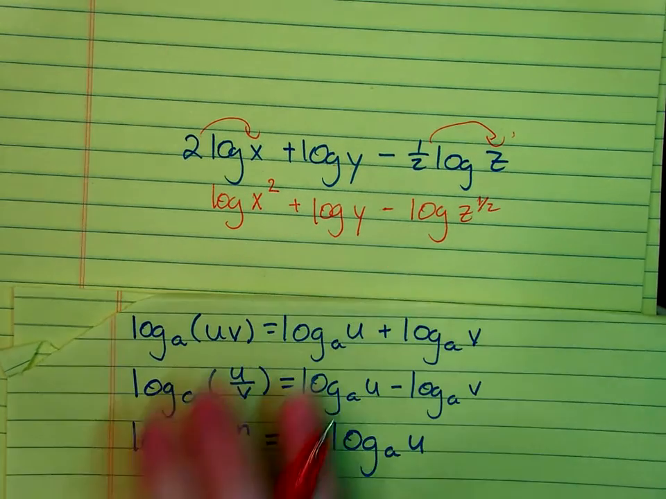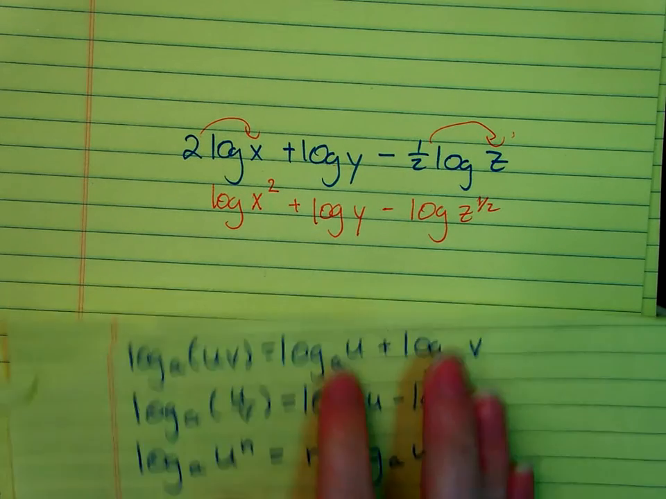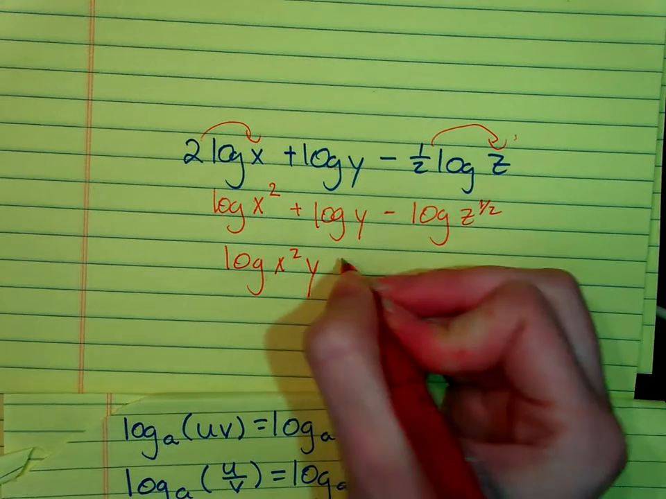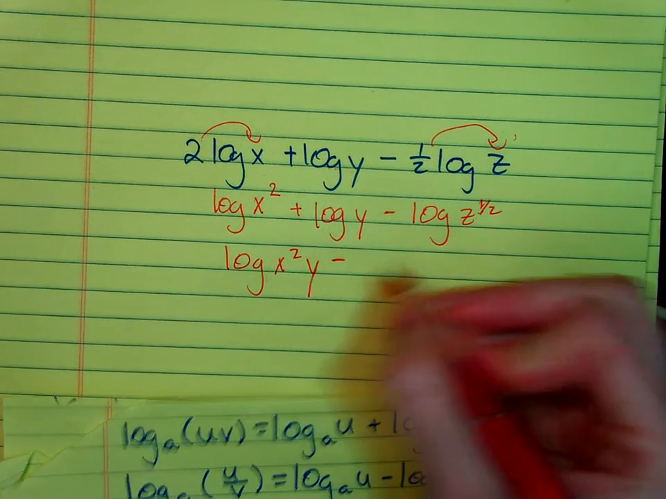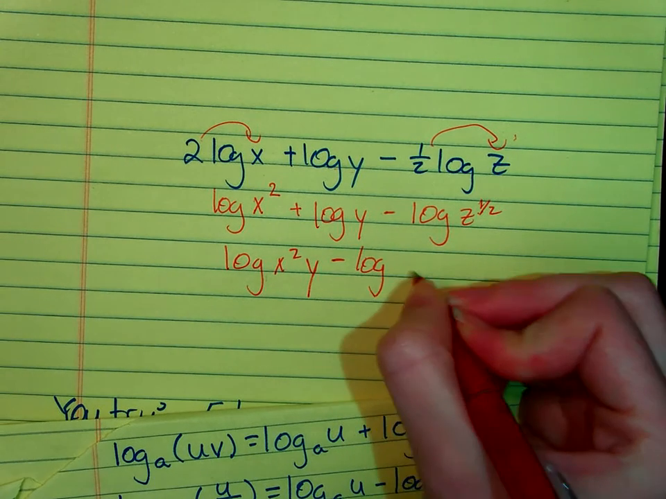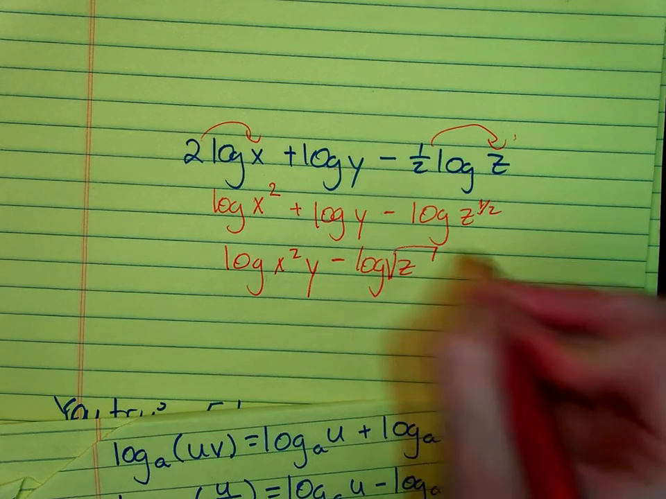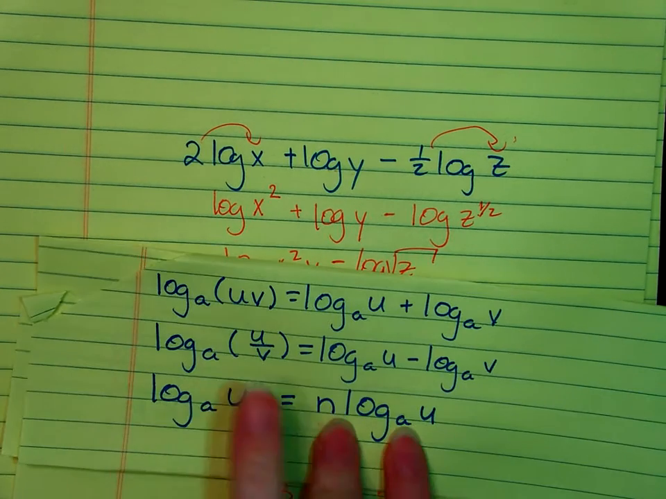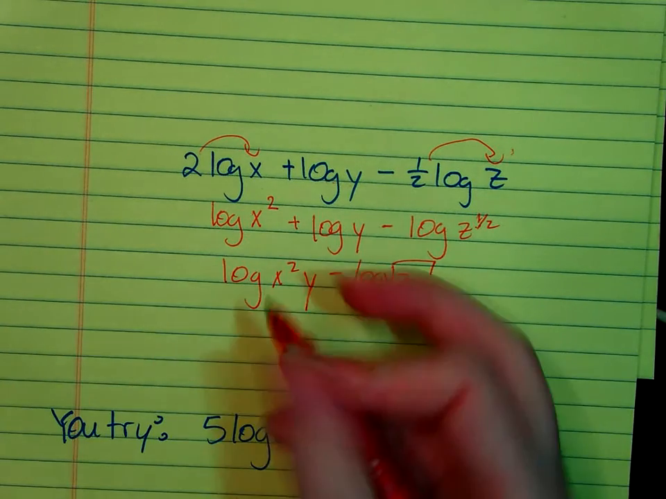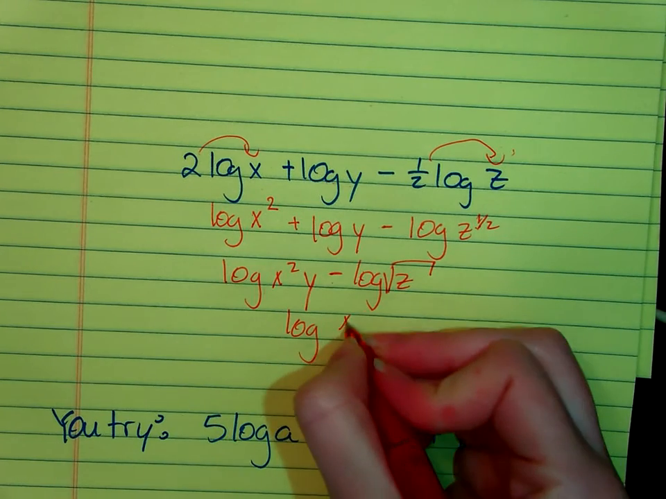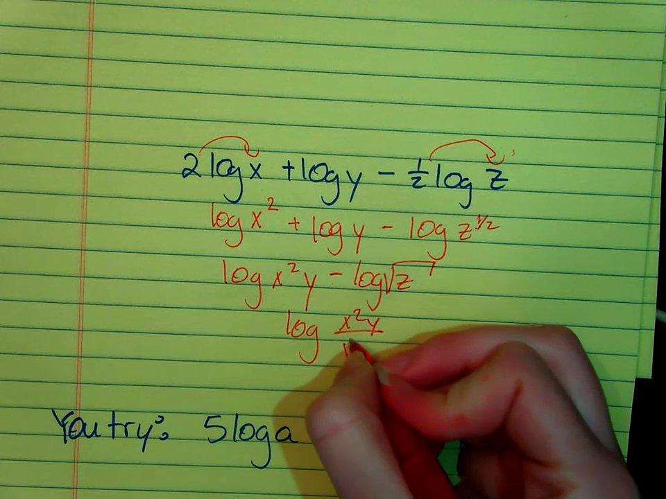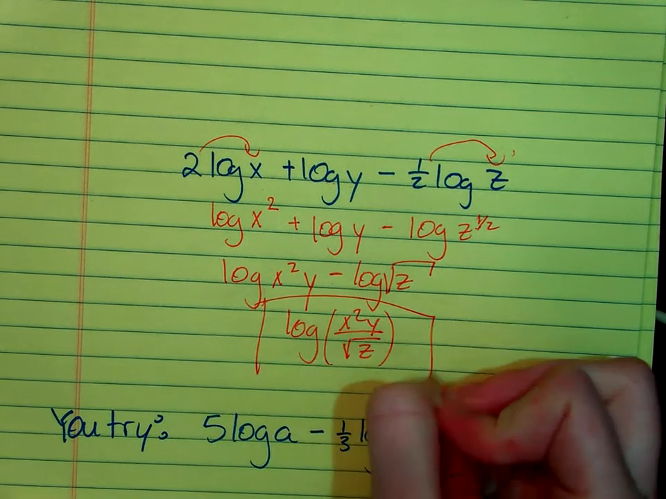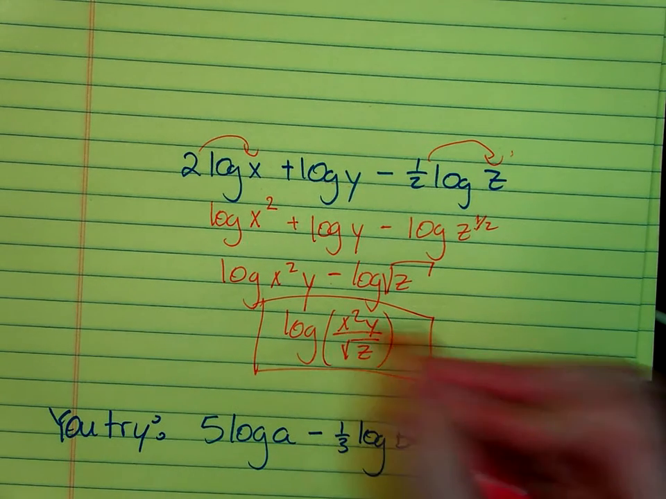Now when I got addition, what does that become? Multiplication. So that becomes log x squared y minus, and don't forget, a power to the half, that's the same thing as square root, which is what you will typically see. So I'll go and change it to square root of z. Now I've got subtraction. What does that become? Division. Log x squared y over the square root of z. And now I'm done because I have just one term in a log.